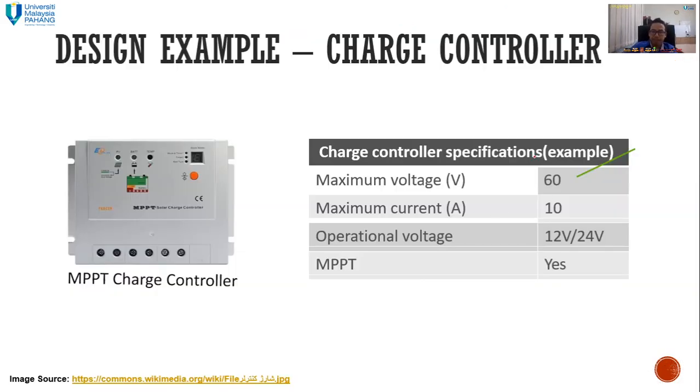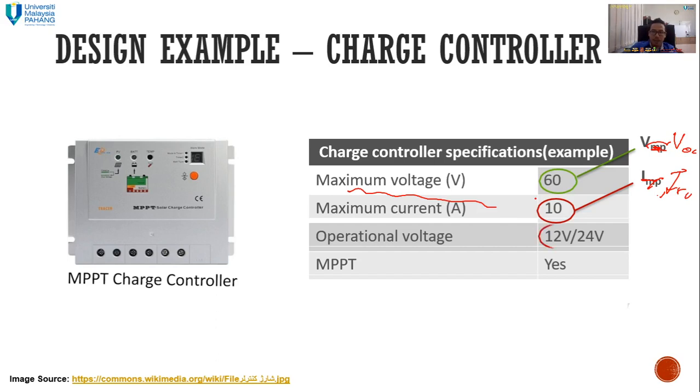Okay, so the 60 is the VMP, so maximum voltage is referred to the VMP or the VOC, and then the maximum current is referred to IMP. Actually it is ISC, so this is wrong. So this is about ISC and this is about VOC. So your design must be, this is wrong, VOC and the ISC. Okay.